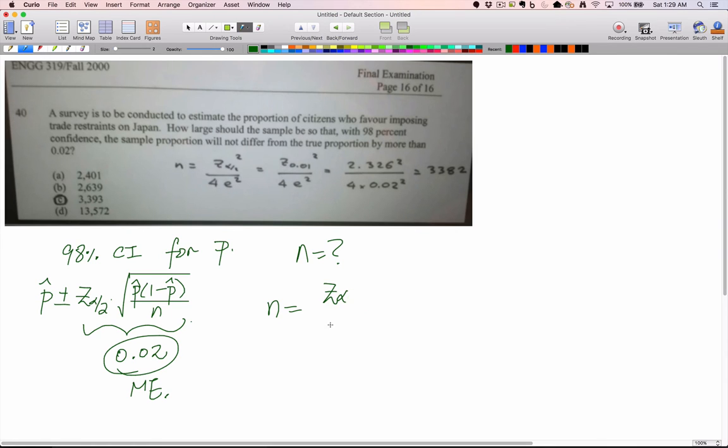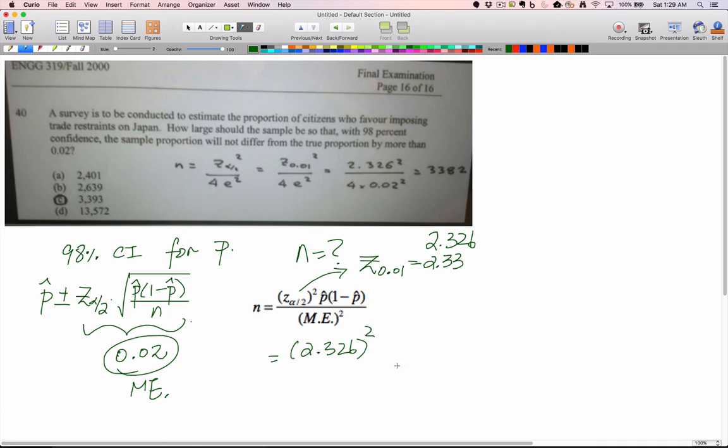Actually, let me go grab it. Let me go grab a screenshot of it. So this is the formula of interest when I rearrange the margin of error and isolate n on the left hand side. So z alpha over 2 is, alpha here is 2%, so it'll be z sub 0.01, which is 2.33. Or, to be more accurate, it's actually equal to 2.326, but 2.33 is fine.